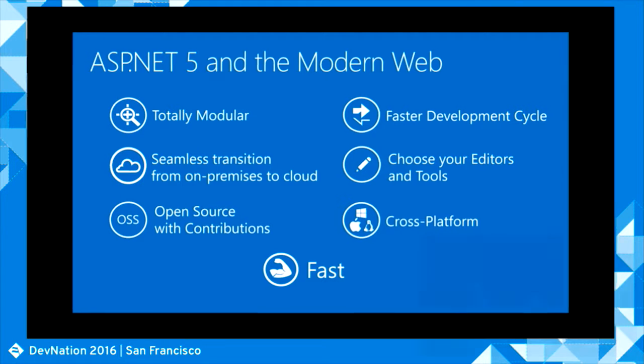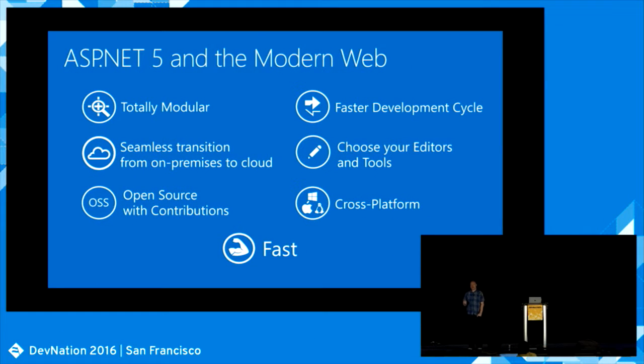Okay, so that's the transition thing. Open source with contributions. That is something from the beginning. We really wanted that to be key. That's all throughout .NET Core, of course. ASP.NET, this new version, has been that way. So that goes from the compiler and the runtime all the way up to the application layer.